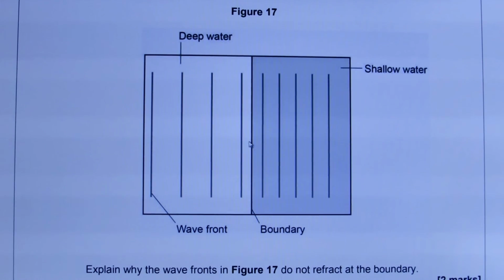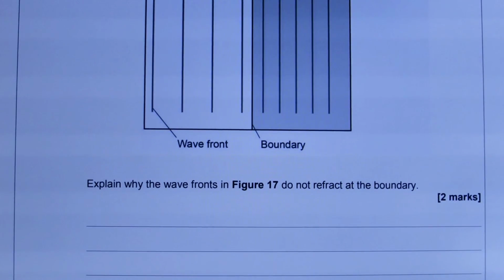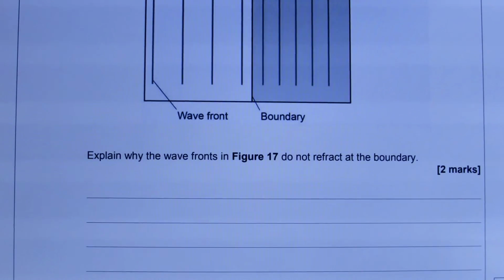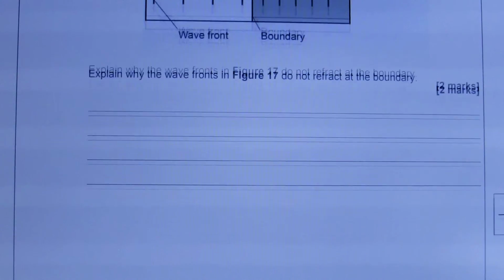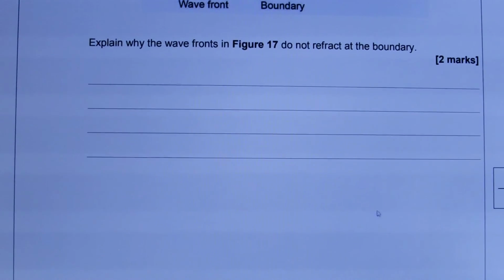Why do they not refract at the boundary? Because the direction of travel of the wave is normal to the boundary. Normal means perpendicular. Also known as the angle of incidence equals 0.